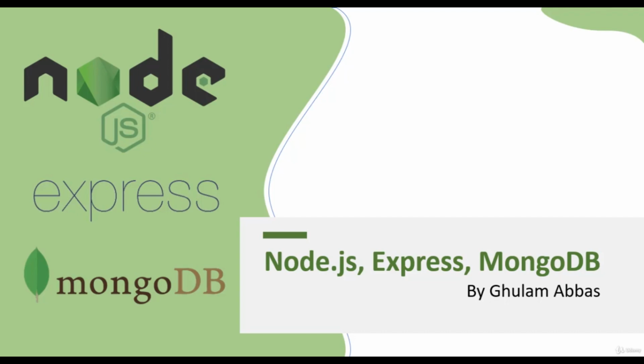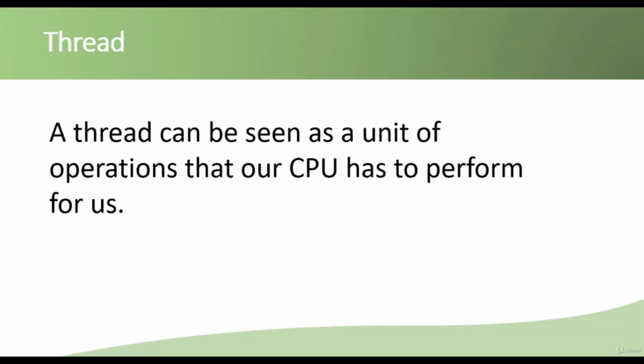So first of all, let's see what a thread is. A thread can be seen as a unit of operations that our CPU has to perform for us. Whenever we run a program, we create an instance of it, and associated with that we have something internal called threads. We also know that Node.js is single threaded, so only one thread is created in the CPU for the whole process. But in general, we can associate different threads with a single process or program.